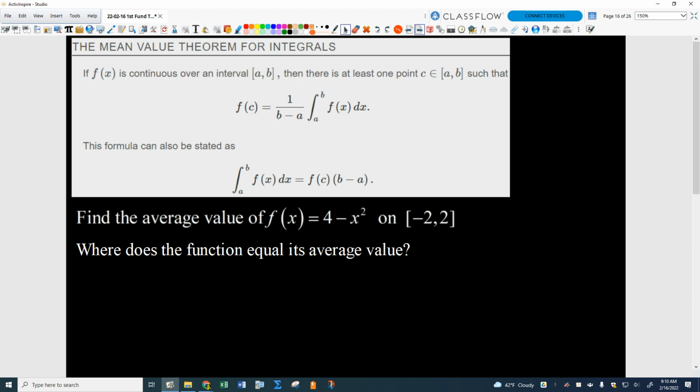So here's an example of some problems, right? And here's what I just stated, I guess, right? That's how we would calculate the average value from our mean value theorem, okay?